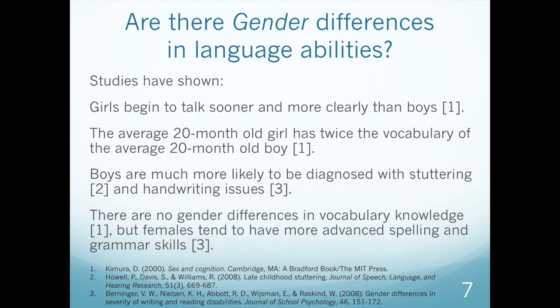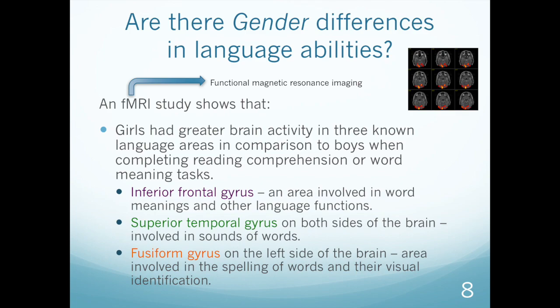Now let us go to slide 8. We are going now to look at an area which is related to the analysis of neurology and fMRI, meaning functional magnetic resonance imaging. This is an area of neurolinguistics and second language acquisition. And an fMRI study shows that, first, girls had greater brain activity in 3 known language areas in comparison to boys when completing a reading comprehension or a word meaning task.